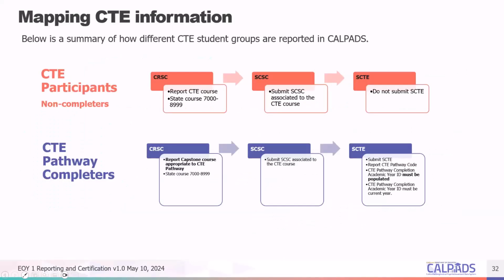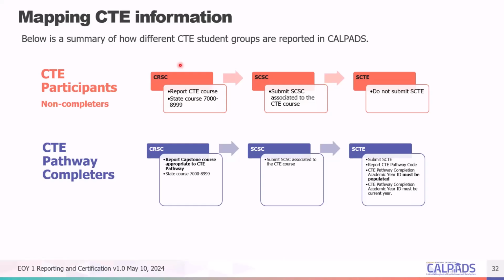All right, this slide provides a visual explanation for how CTE participants and pathway completers are reported in CalPADS. So let's go ahead and begin by discussing how to report your CTE participants, your non-completer participants. The first step in reporting your CTE non-completer participants is to report course section completion, or CRSC records, for CTE courses with state course codes in the 7,000 to 8,999 range.